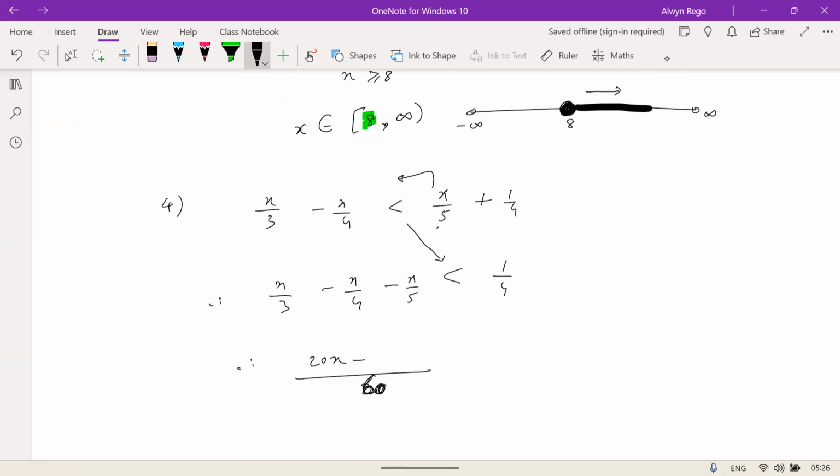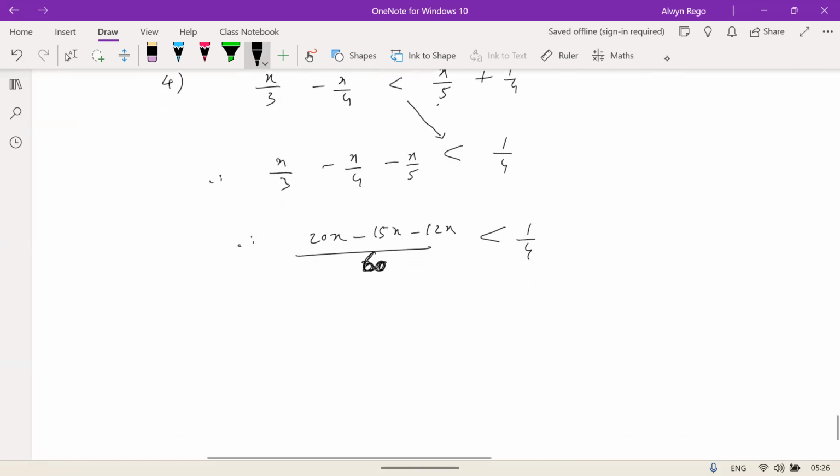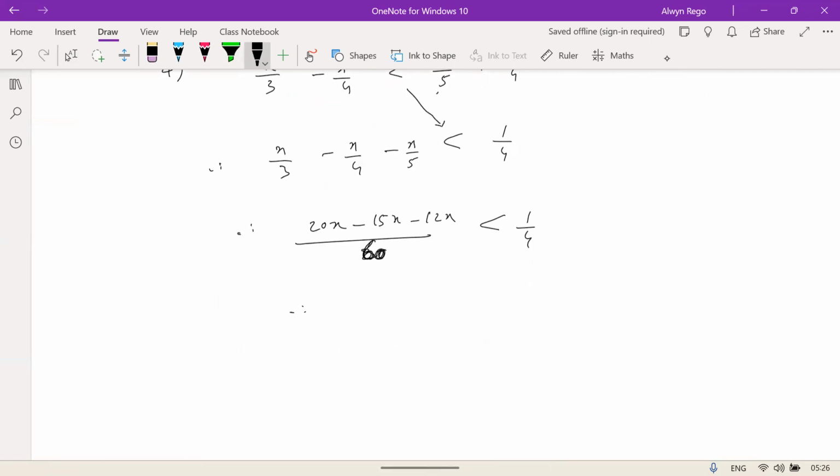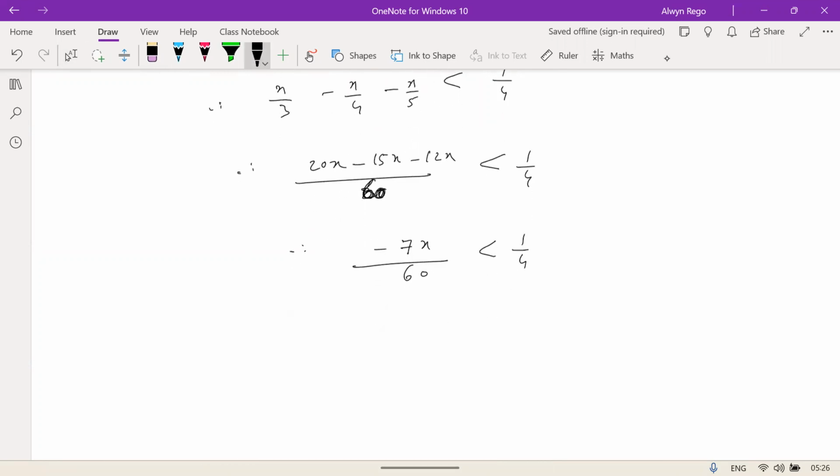Minus 4 times 15 is 15 times x here, minus 5 times 12, 12 times x here is less than a quarter. Therefore, 20 minus 15 is 5, 5 minus 12 is equal to minus 7 times x by 60 is less than a quarter. So if I transpose, negative 7 times x is less than 1/4 of 60.